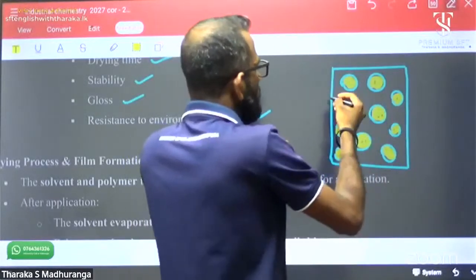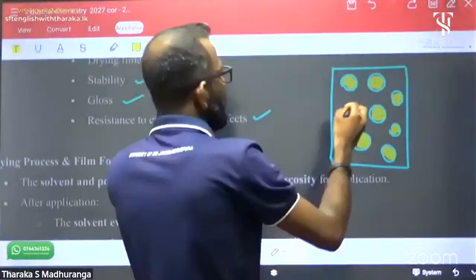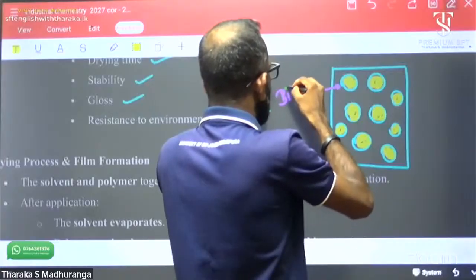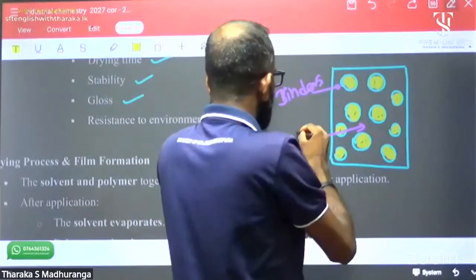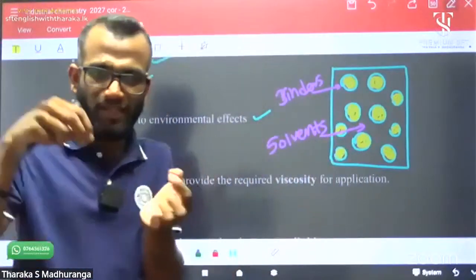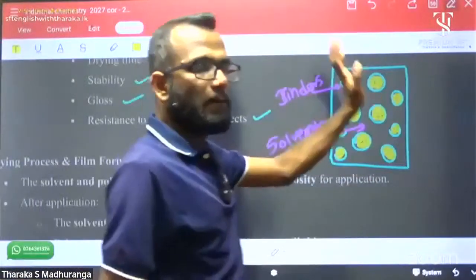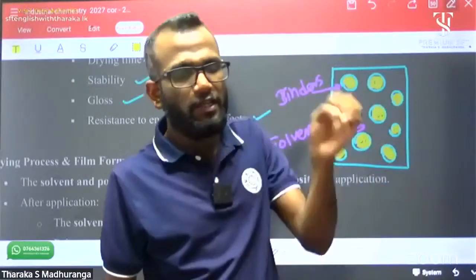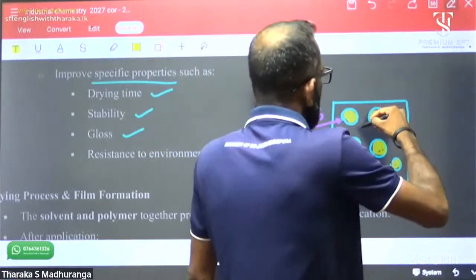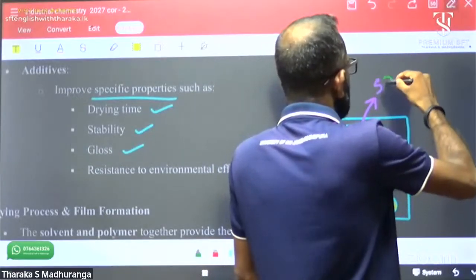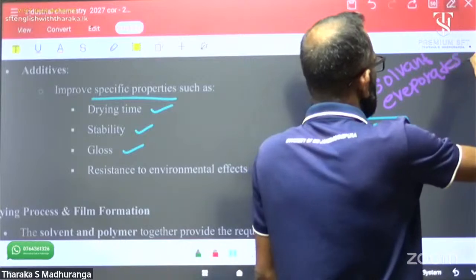Between these binders, it contains solvent particles. Solvent is a liquid, and its compounds are contained between the binders. Okay, in the drying process, after we apply, what happened? Whatever solvent starts to evaporate. If it is water, vapor is released. If it is an organic solvent, it evaporates, right? The solvent evaporates.